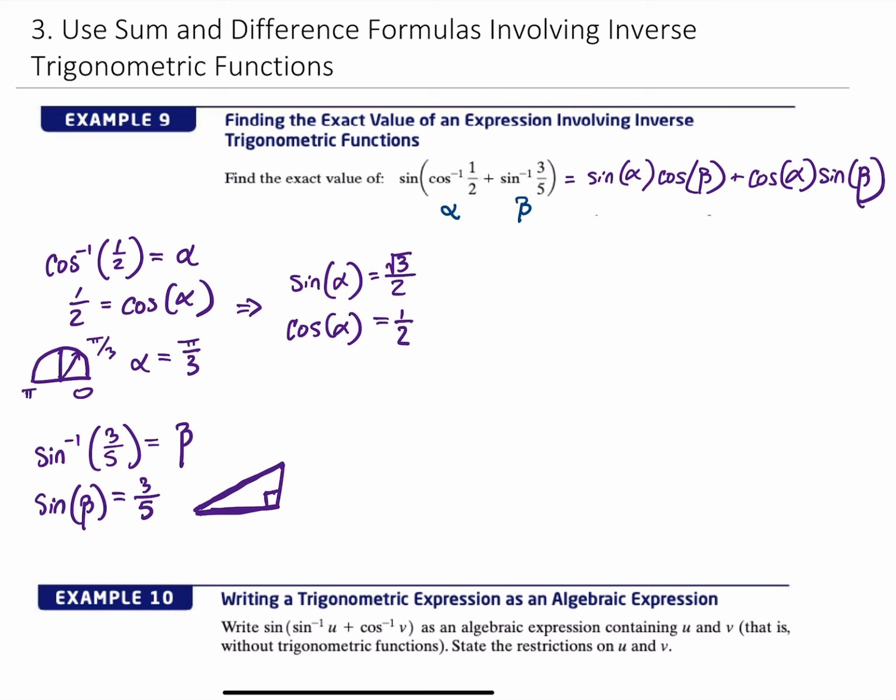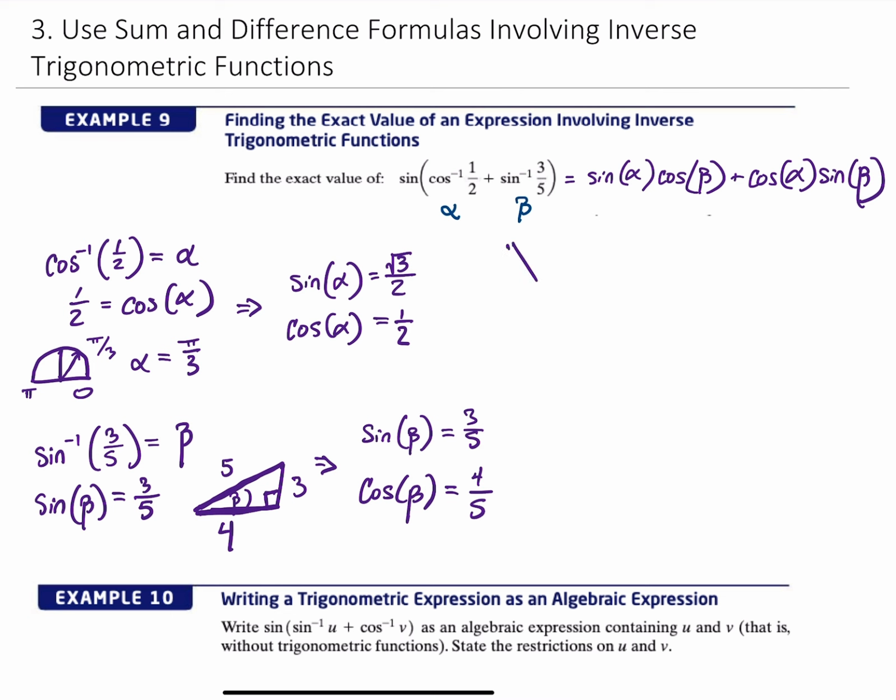And sine is opposite over hypotenuse, so this would be a 3 and a 5. Call this beta. And there's our 3 and 5, so this must be a 4. It's a 3, 4, 5 triangle, but we can get that also from the Pythagorean theorem. So from here, we already know that the sine of beta is 3/5. We can use the triangle to get the cosine, which is adjacent over hypotenuse, so 4/5. Now we have everything that we can plug in.